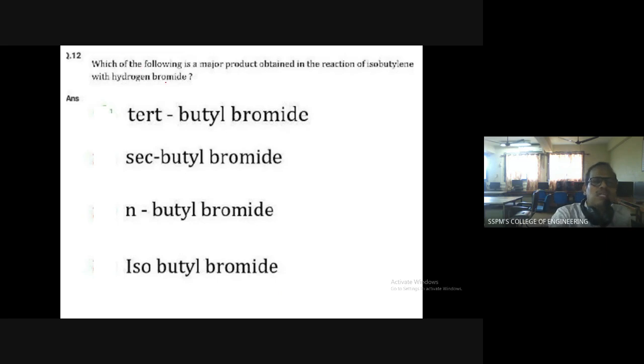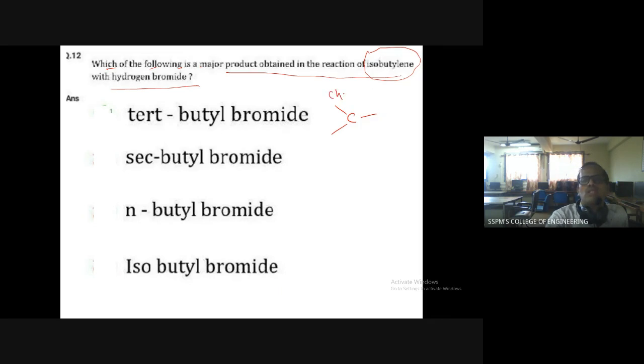This was asked in CET examination only. Which of the following is a major product obtained in the reaction of isobutylene with hydrogen bromide? What is the reaction? Isobutylene. Iso means this position. Carbon, okay, attached to two carbon.